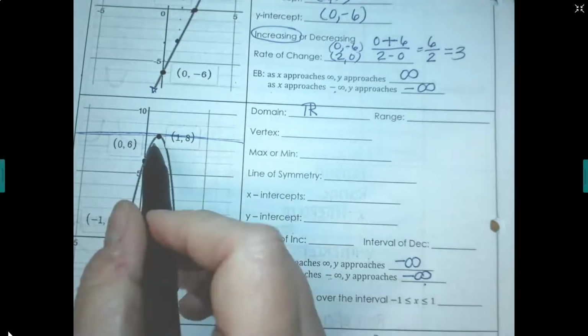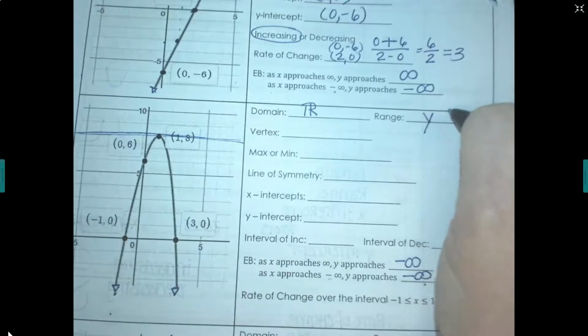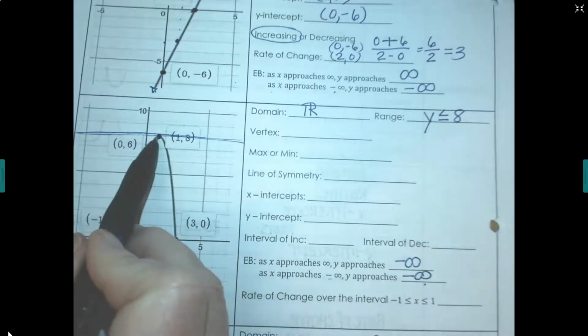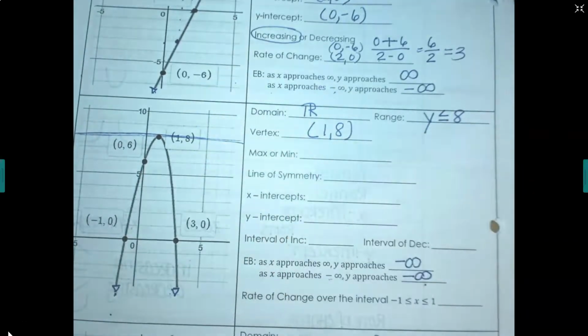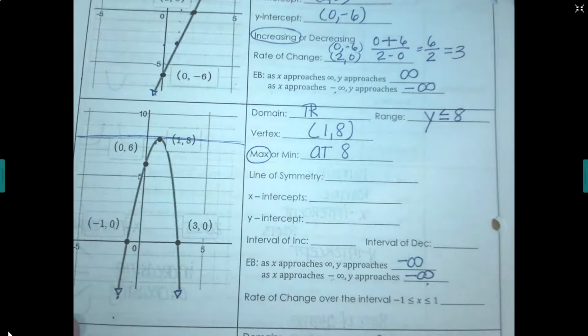Now for our range, notice that the graph doesn't go past this point. The graph goes up to here and then turns around and comes back down. So for the range, all of our y values are going to be less than or equal to 8 because they're all underneath the vertex. And the vertex, remember, is that turning point at (1, 8). In this case, our vertex is going to be a maximum because it's the highest point on this quadratic. And we're going to say it's a maximum at the y value because we're talking about up and down. So it's a maximum at 8.